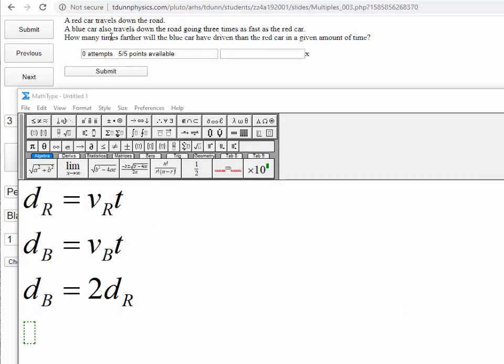Okay, our question on the third page is identical, except now the blue car is traveling 3 times as fast as the red car. So we have all the same math here, except this is going to be the distance that the blue car travels is 3 times the distance that the red car travels.